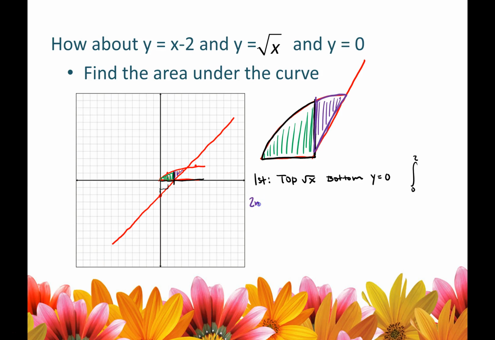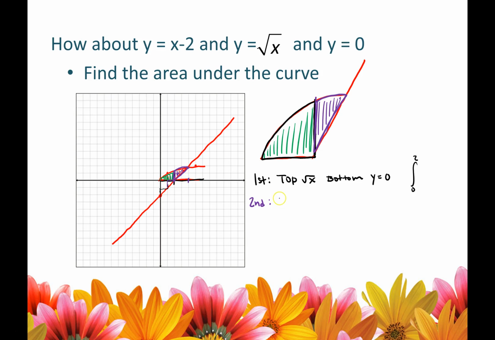So my second is going to be from here to my intersection point. And that intersection point is at x equals 4. And if you don't believe me, you could keep going up 1 over 1, up 1 over 1, up 1 over 1. See that we are, in fact, at 4.